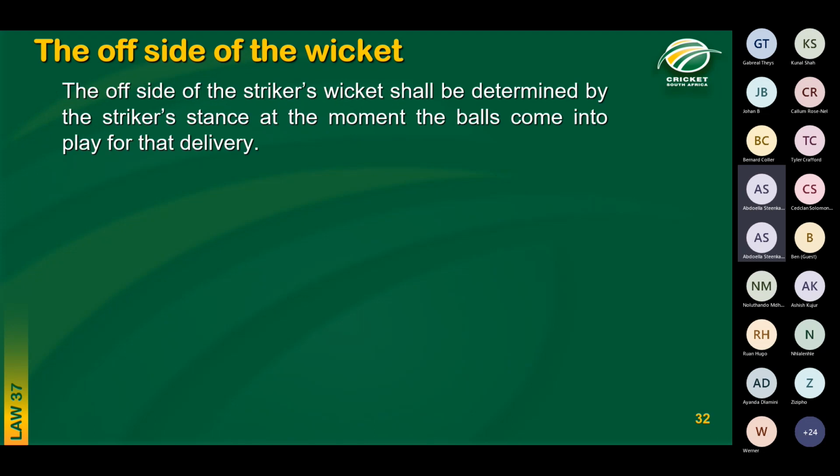The law tells us how to determine the offside of the striker. The offside of the striker's wicket shall be determined by whatever stance the striker took from the moment the bowler took his or her first step. So as soon as the bowler took his or her first step, you need to determine how the striker is standing. That would then be the striker's offside.